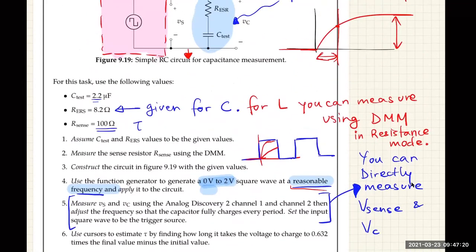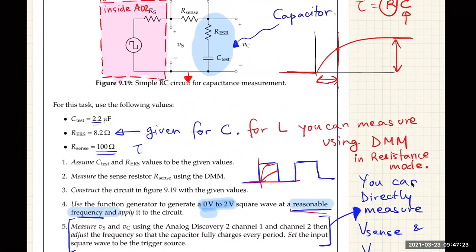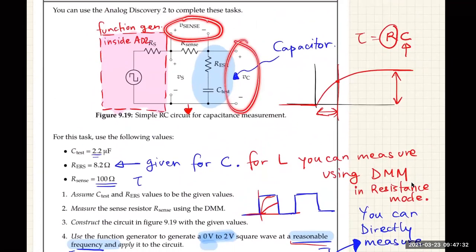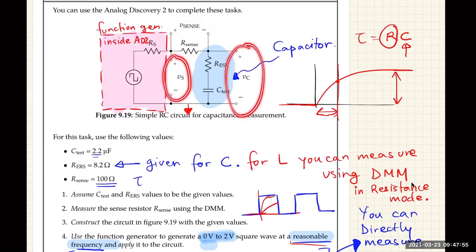Now, in step 5, the instructions ask you to measure Vs and Vc, but what you really need is Vc and Vsense. Okay. Again, Vsense gives you a measure of the capacitor current. So that's what you need Vsense for. But since 82 has a differential probe, instead of measuring Vs and Vc and taking the difference to calculate Vsense, you can directly measure Vc and Vsense. Okay.